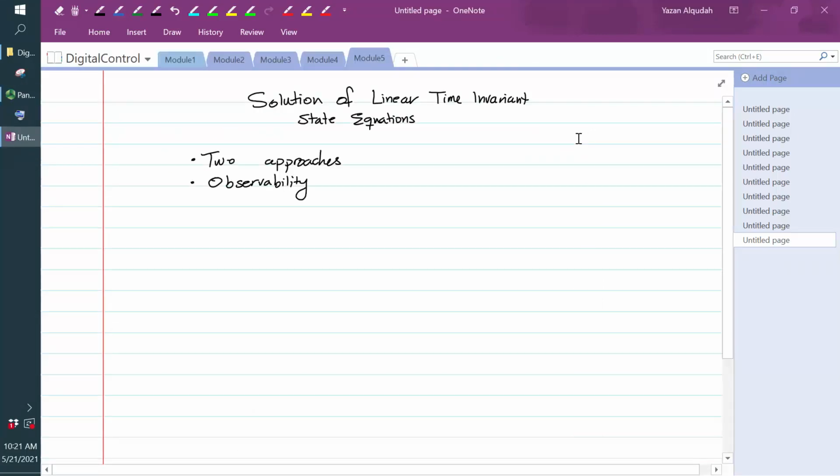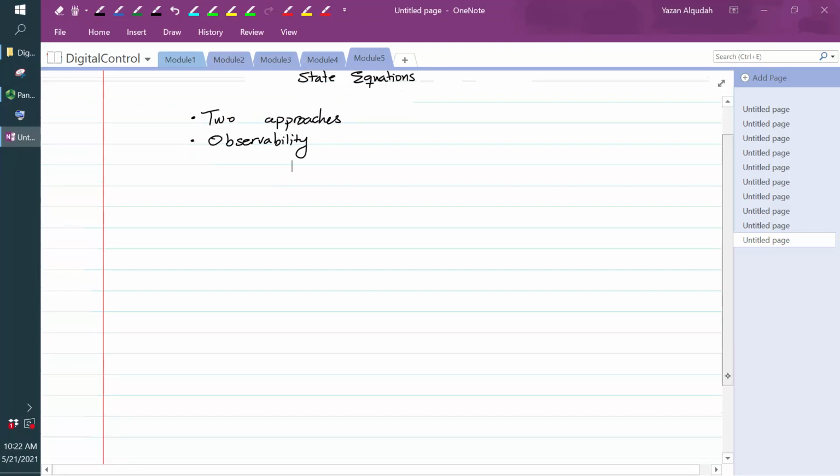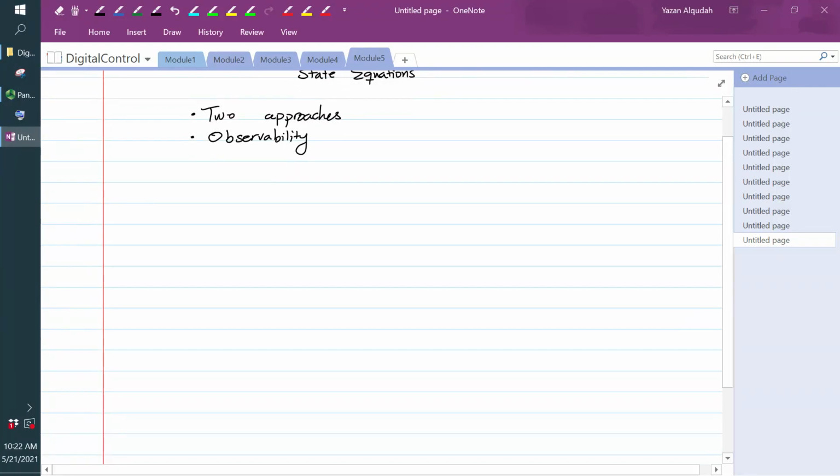Hi everyone. So we are at module 5, and in this module we're going to look at the solution of linear time invariant state equations. We're going to look at two approaches to solving the state equations, and then we're going to introduce something that we call observability. So let's start.